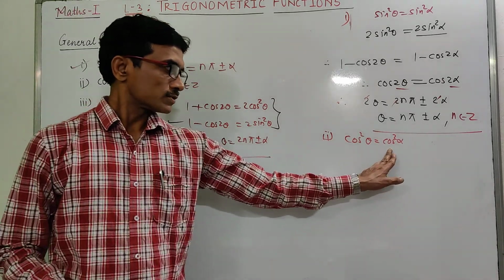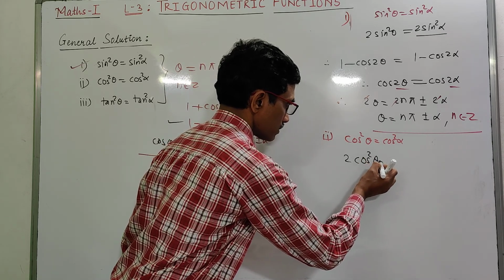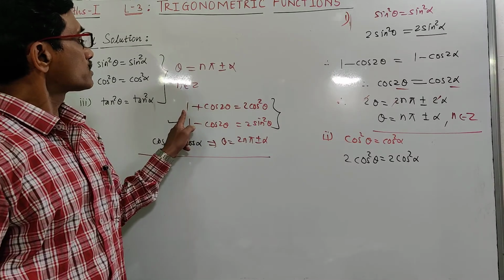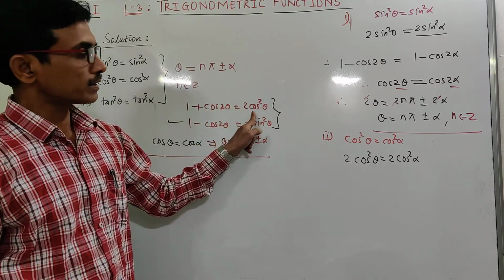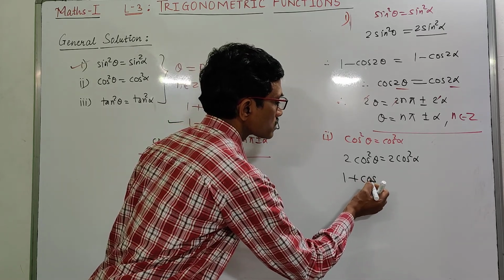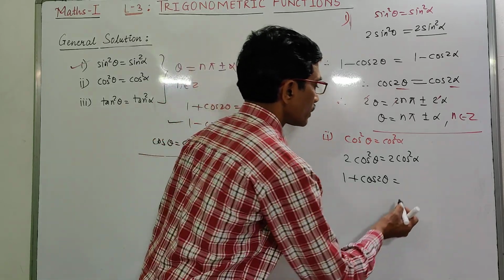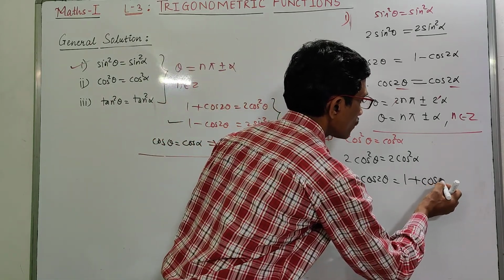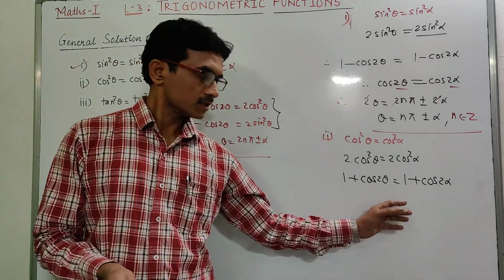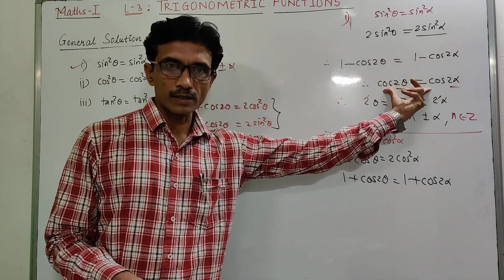Multiply both sides by 2. So again we will be getting 2 cos square theta is equal to 2 cos square alpha. In place of 2 cos square theta, we will write 1 plus cos 2 theta. In place of 2 cos square alpha, we will write 1 plus cos 2 alpha. 1 is getting cancelled. So cos 2 theta is equal to cos 2 alpha. Again we are getting the same relation.